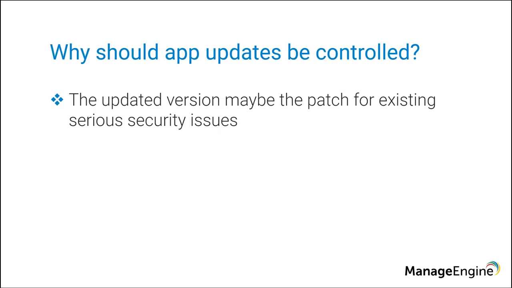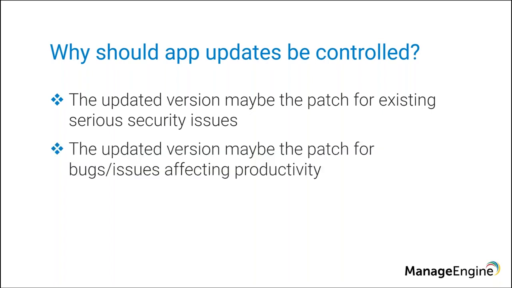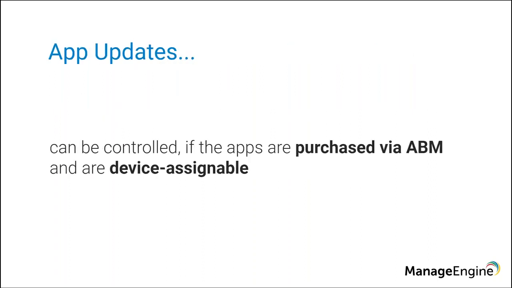Well, if your app is outdated or if it requires a patch, then it could mean that the application that you have right now has some serious security issues. Maybe it's for preventing that, or maybe the updated version can sometimes have a bug which can affect your productivity. And at the same time, if you're going to run an old application, it might tend to be slow at times. So in order to control your app updates, either updating or preventing the updates, you can do it if the applications are purchased via ABM and if the applications are device assignable.